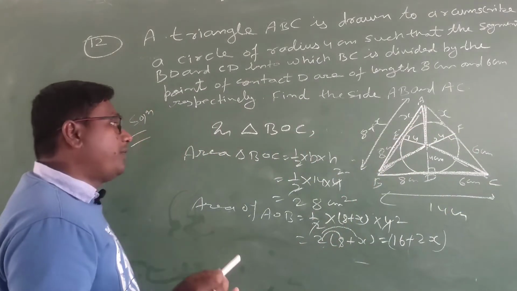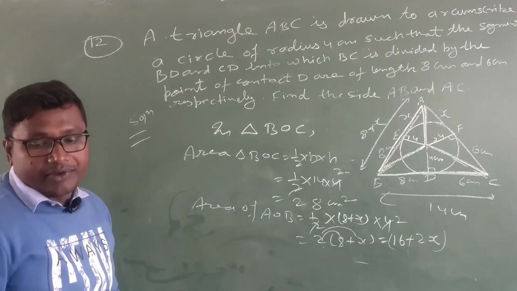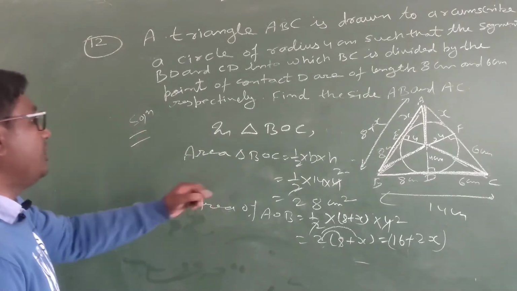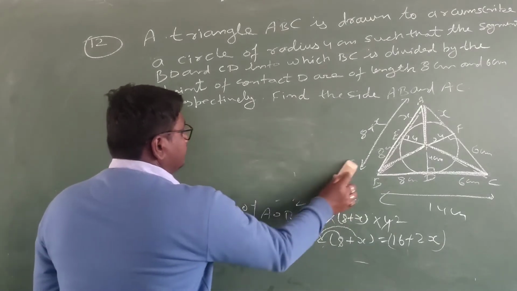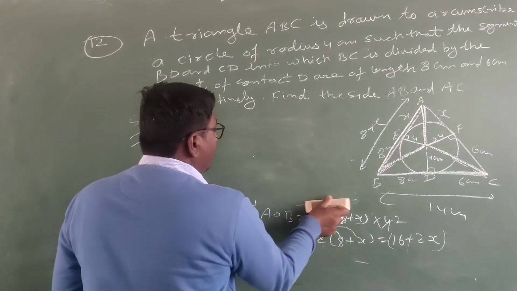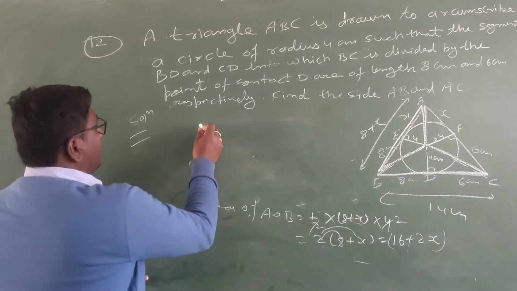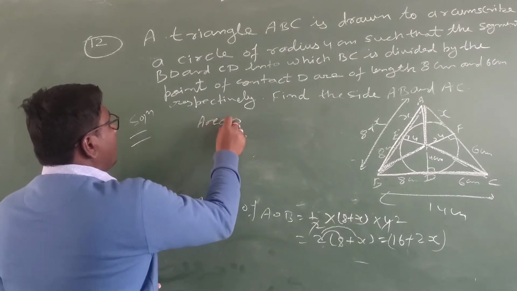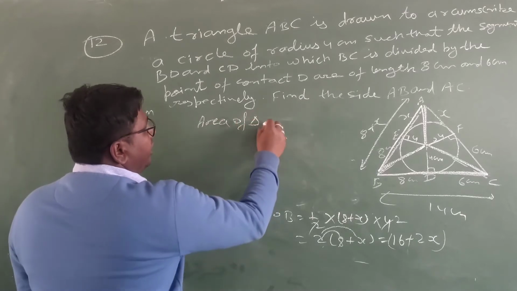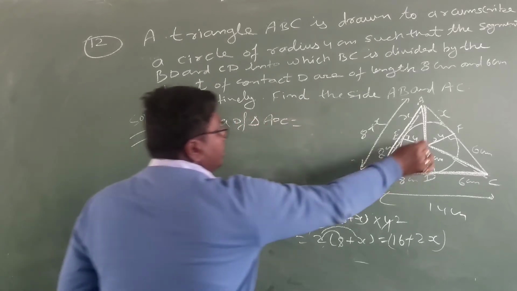Now one more thing we need to get: the area of triangle AOC. Now you see, for BOC we have got 28. Now the area of triangle AOC. So this is AOC.